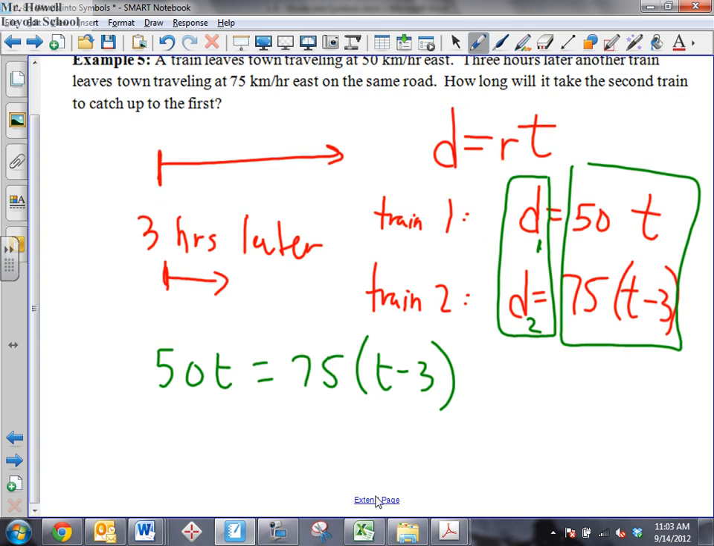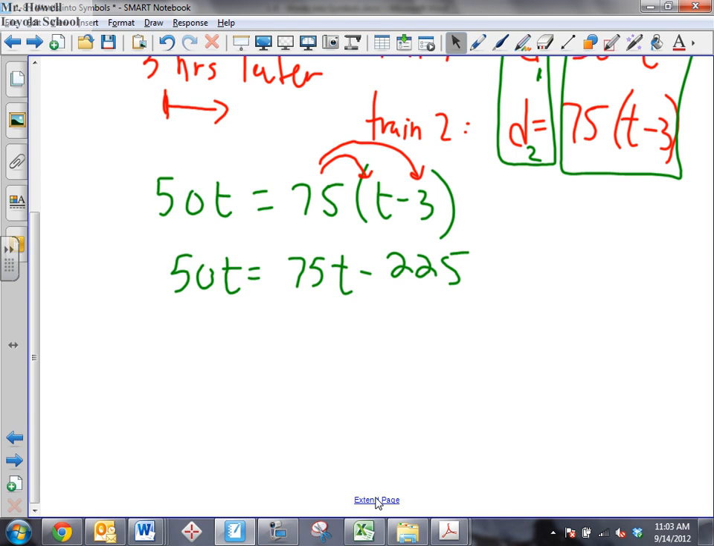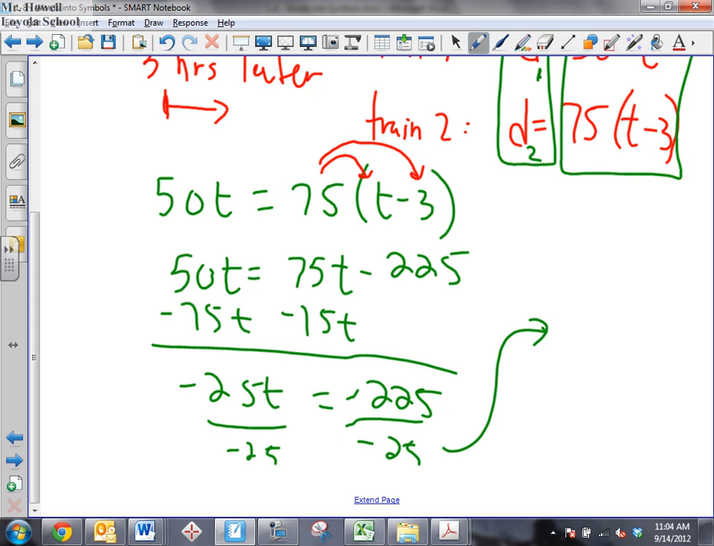Now we can solve this problem algebraically. This is quite simple. Remember, you must distribute. At this point it doesn't matter what we do, solve it any way you like. Subtract 75t from both sides. We're going to get a negative, but it doesn't really matter. So we get negative 25t equals negative 225. Divide both sides by negative 25. Negative 225 over negative 25 is 9. So we get t equals 9.